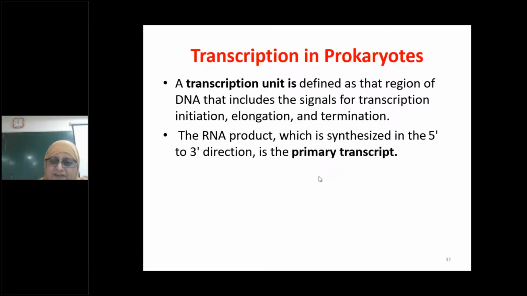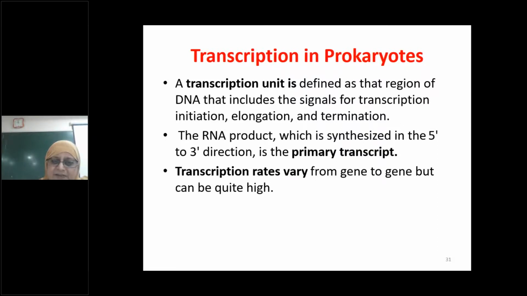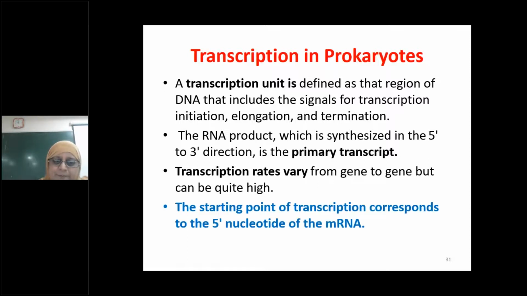The RNA product which is synthesized in the 5' to 3' direction is the primary transcript. The transcription rates may vary from gene to gene, but they can be very high. And the starting point of transcription corresponds to the 5' nucleotide of the messenger RNA.